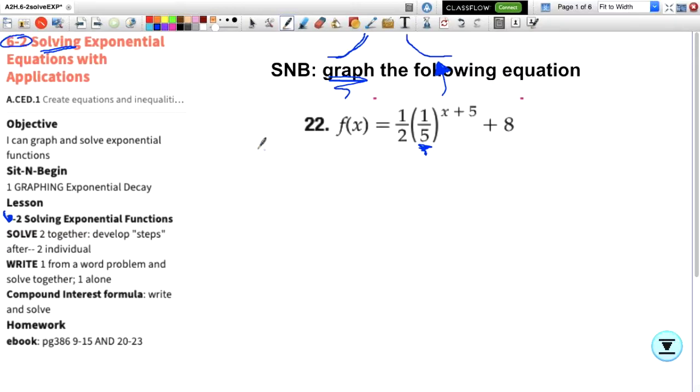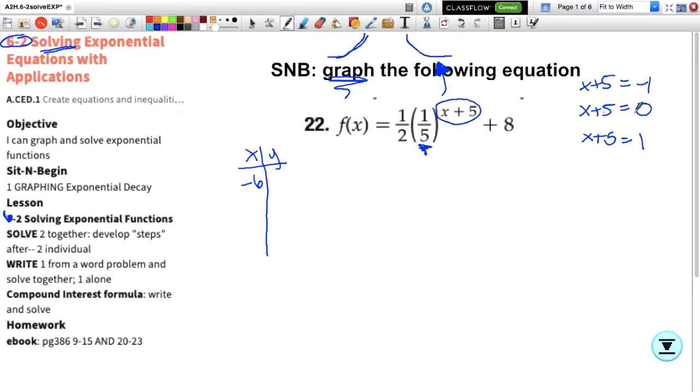I need 3 points. So I'm going to make my little XY chart. But I don't just pick any x's willy-nilly. I'm going to look at my exponent, x plus 5, and I'm going to set that equal to 3 values. I'm going to set it equal to the exponents that are easiest to work with, which are -1, an exponent of 0 because it will equal 1, and then an exponent of positive 1 because that means your base will stay exactly the same. So let's solve for each of these. I'm going to minus 5, which gives me a negative 6. That'll be one of my x values. Minus 5 will give me negative 5, and minus 5 will give me negative 4. So I'm ready to plug those values in and get out some other values.